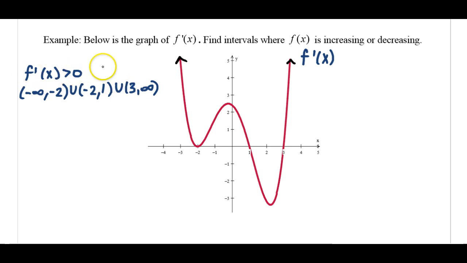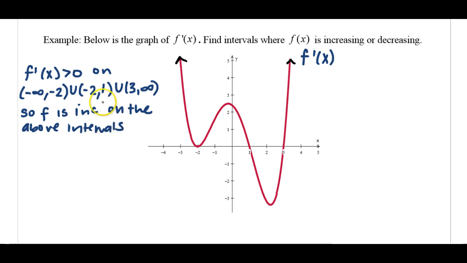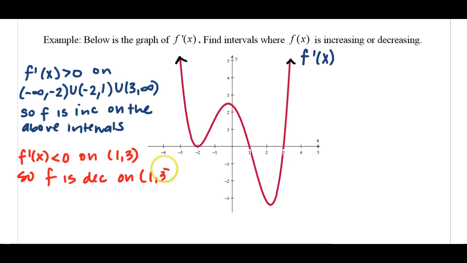So f prime of x is greater than 0 on these intervals, so f is increasing on the above intervals. And then we'll go ahead and figure out where f prime of x is negative, or where this graph is below the x-axis. That's occurring from 1 to 3. So f prime of x is less than 0 on the interval from 1 to 3. So f is decreasing on 1 to 3.